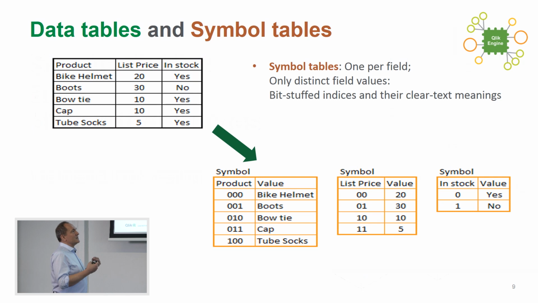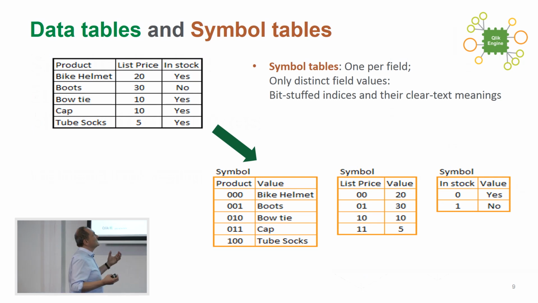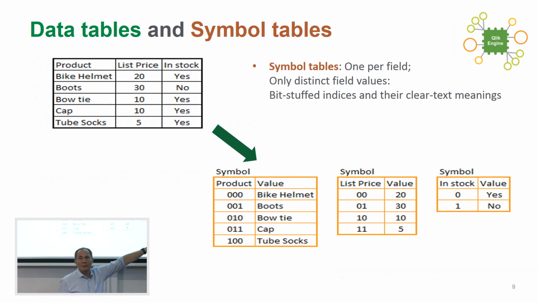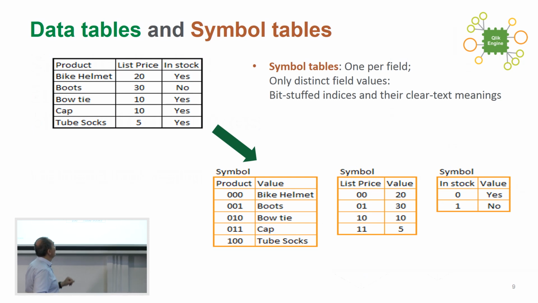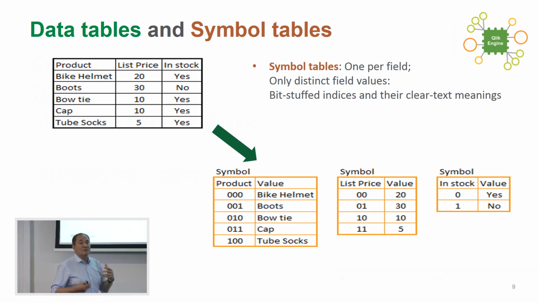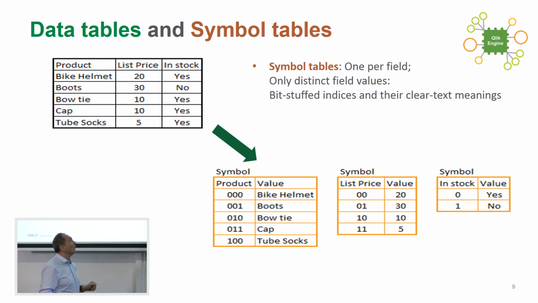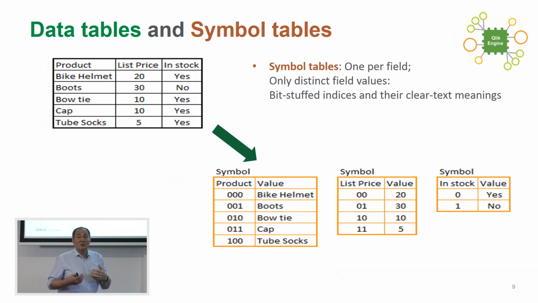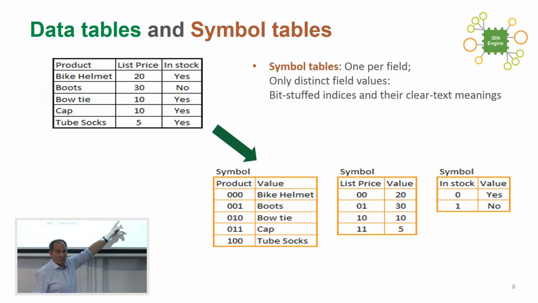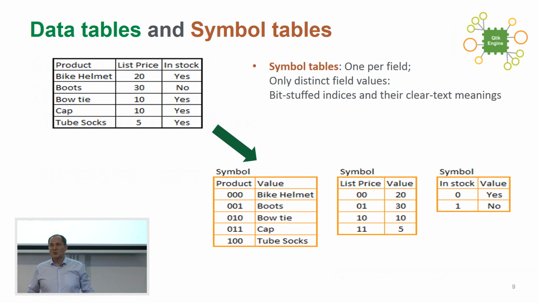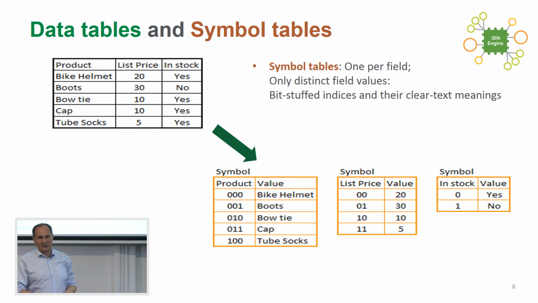So what happens then is that the engine breaks up these 3 columns and stores them in symbol tables. 1 table per column, 1 table per field. And note that the first column, the product, has 5 distinct values. Well, then the symbol table gets 5 rows. The list price has only 4 distinct values. Well, then the symbol table has 4 rows. And the flag only has yes or no, 2 rows. So we store a minimal amount of information in the symbol table.